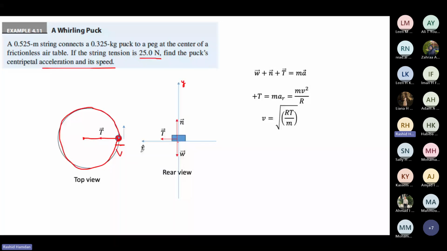Now I will choose the axis that points toward the center. So this R is the axis, the direction that points toward the center. This axis moves with me, I just rotate with it. So tension is always toward the center, so it is always on the R axis.